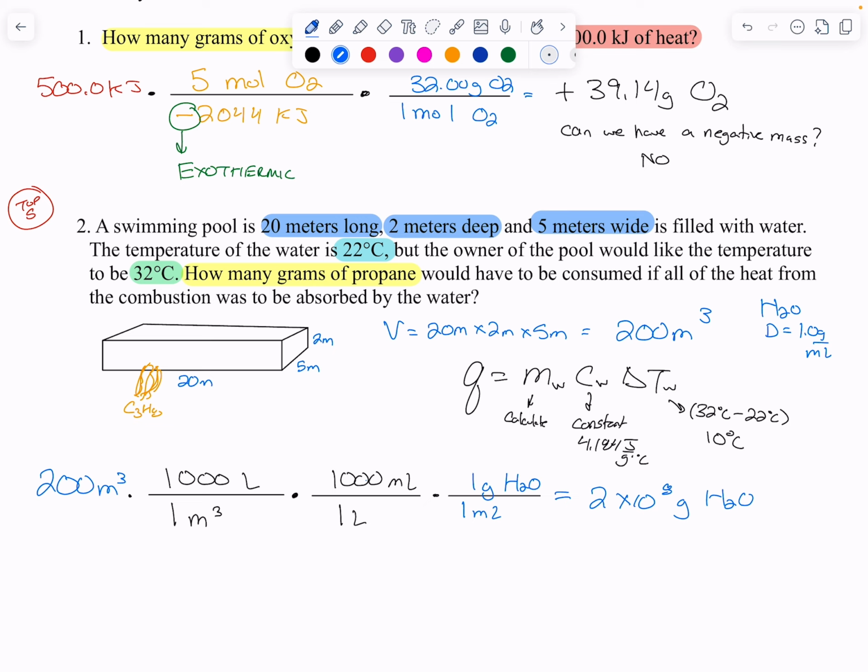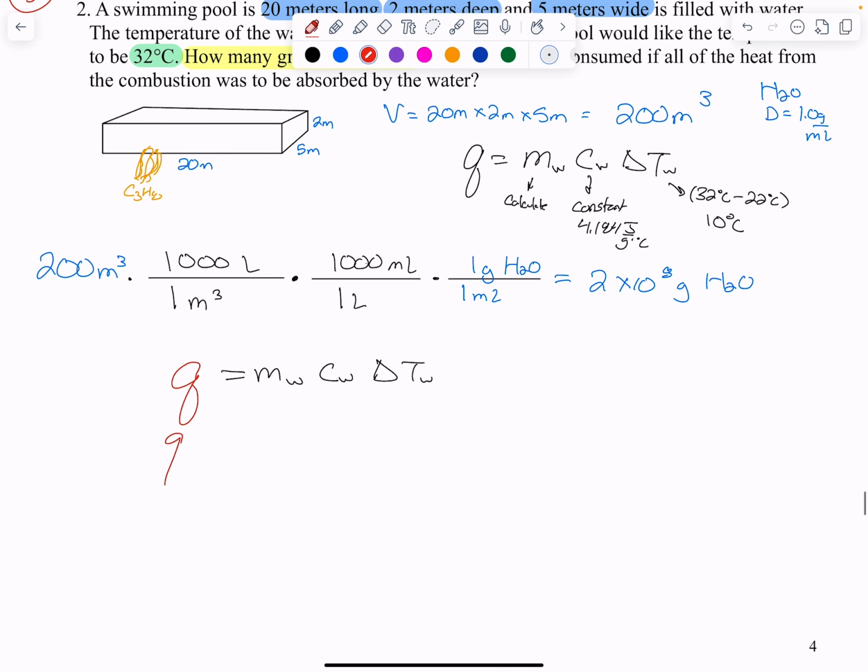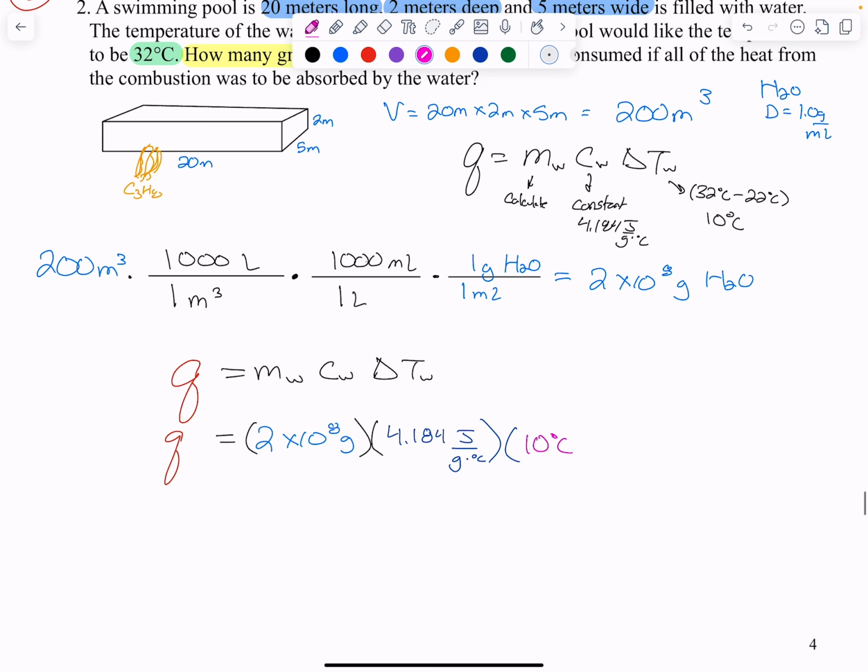All right? So now we can figure out heat. The Q, the energy, Q, well, let's use red. Q, the heat, is equal to the mass of the water, specific heat of the water, delta T of the water. And so Q would be equal to the mass, 2 times 10 to the 8th grams, our specific heat of 4.184 joules per gram degrees Celsius, and it was 10 degrees Celsius is what we used, right? That was the 32 degrees Celsius minus 22 degrees Celsius.